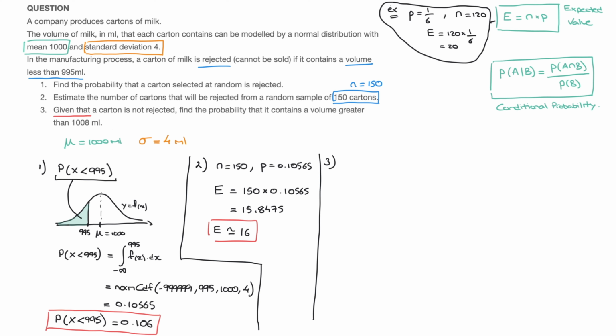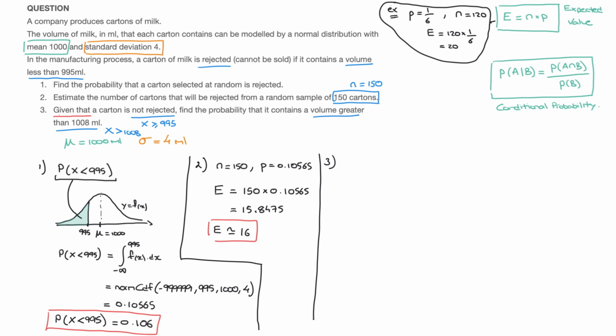Okay, now that that's established, let's figure out what the events A and B would be in this question. Well, we're given that a carton is not rejected. And so if it's not rejected, that tells us that the volume of milk it contains, so capital X, must be greater than or equal to 995. And so that would be our event B in this formula. And we need to find the probability that it contains a volume greater than 1008 milliliters. So volume greater than 1008 milliliters, which corresponds to X being greater than 1008, that corresponds to the event A in this formula.